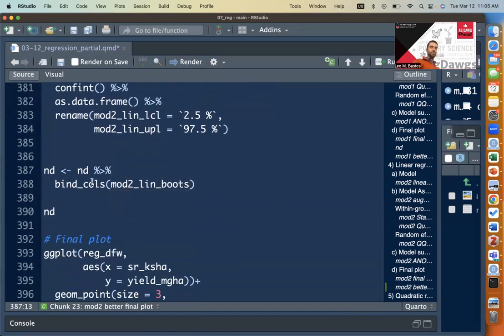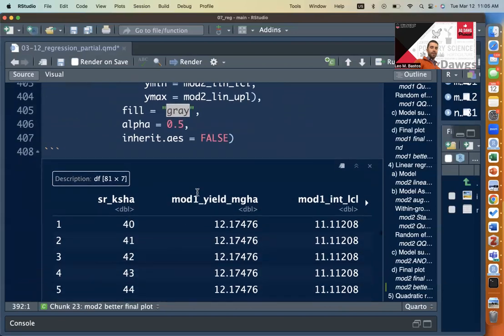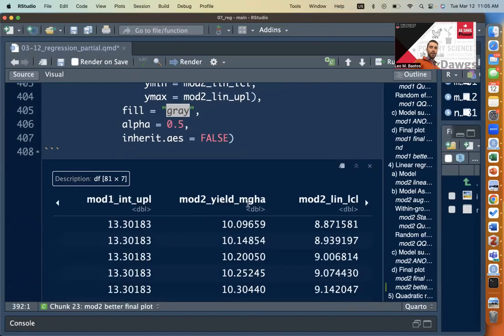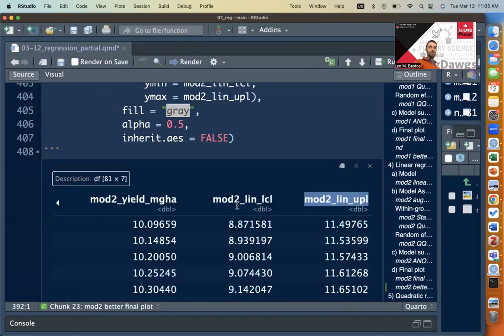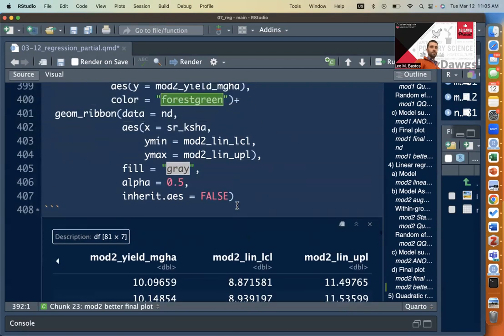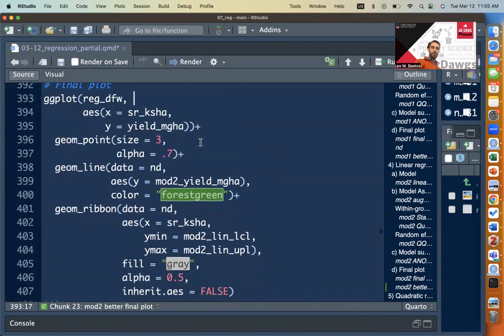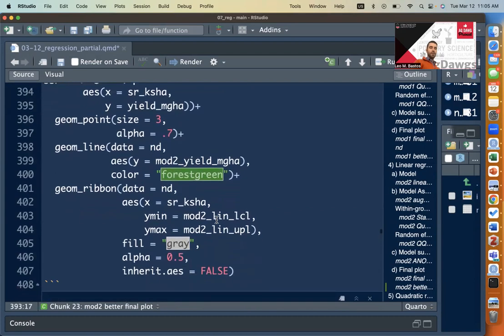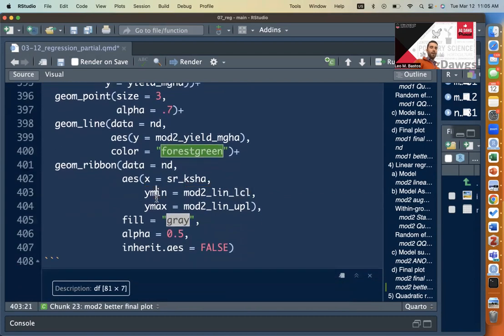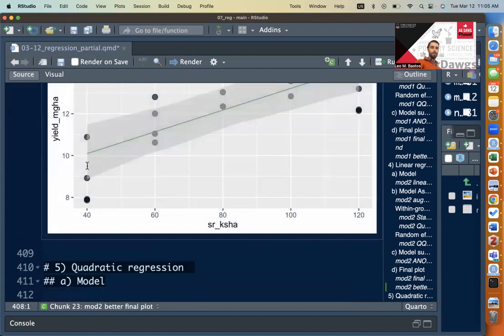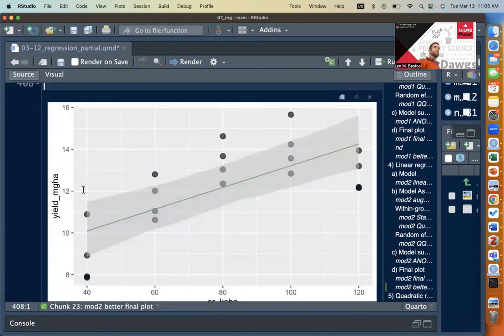Now I just want to bind the columns of that with our ND. So now if I print ND, it has the estimate, lower and upper confidence levels of model 1, and the estimate, lower and upper confidence levels of model 2 as well. And then I left you the code here for us to plot that, as we have already done this, with the difference being that now my Ymin and Ymax of ribbon are the mod 2 lower and upper confidence levels. So if you plot that, this is what we see.